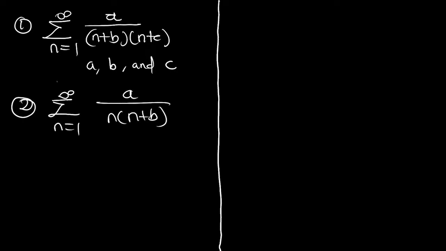So the bottom line is, for a telescoping series, the formula in front of the summation sign can be simplified or written in terms of partial fractions. That's how you are going to know that the series is a telescoping series. Alright, so let's start with some examples.